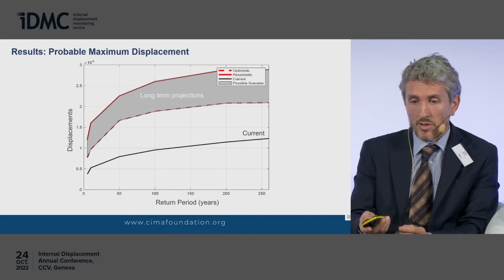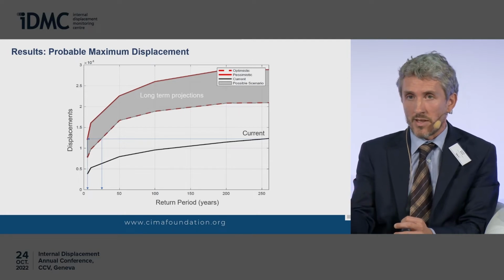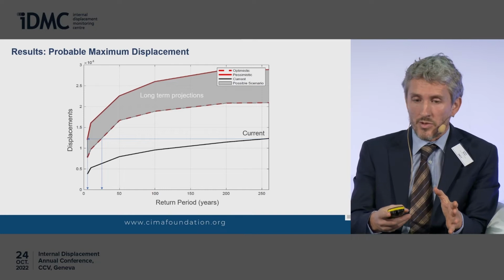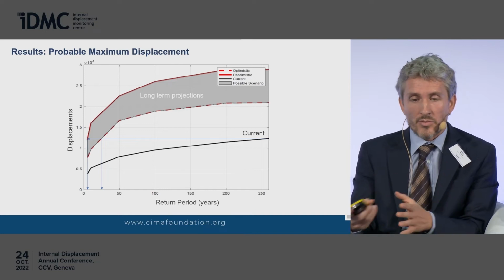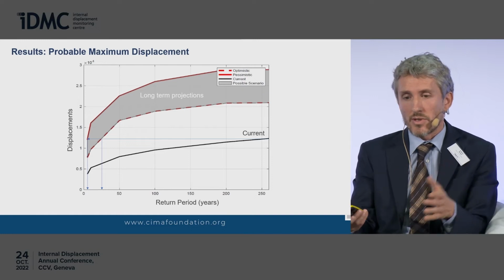But also if we look in terms of frequency, we can see that a very, very rare event, 1 in 250 years, can happen in the future every 5 or 25 years on average. And this is an even more alarming rate.